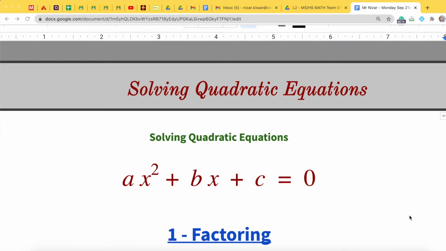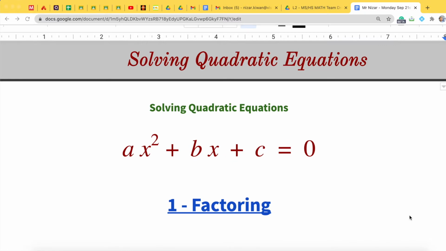I want to talk about solving quadratic equations that look like ax² + bx + c = 0. It usually has three terms. We call the first term the quadratic term because it has x², so the coefficient of it is a.